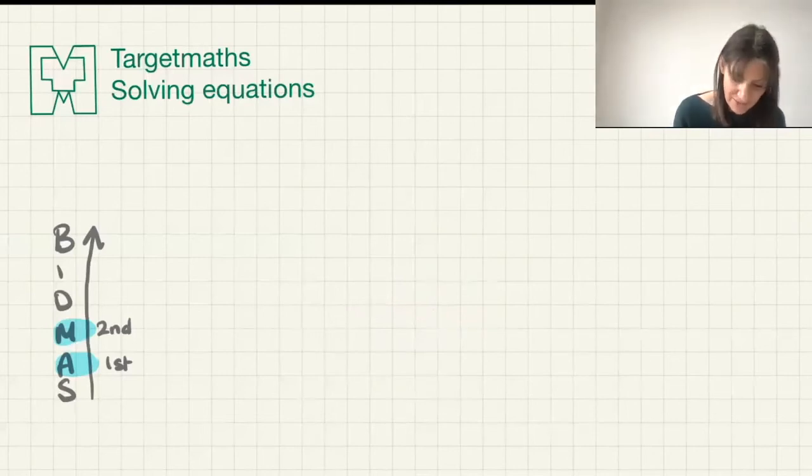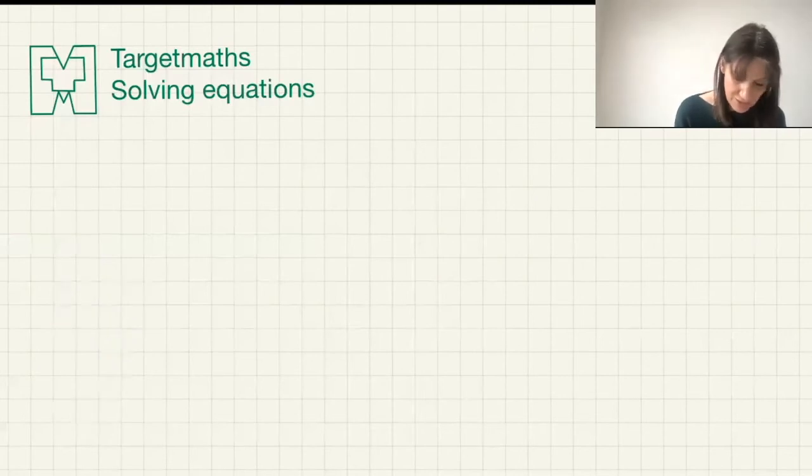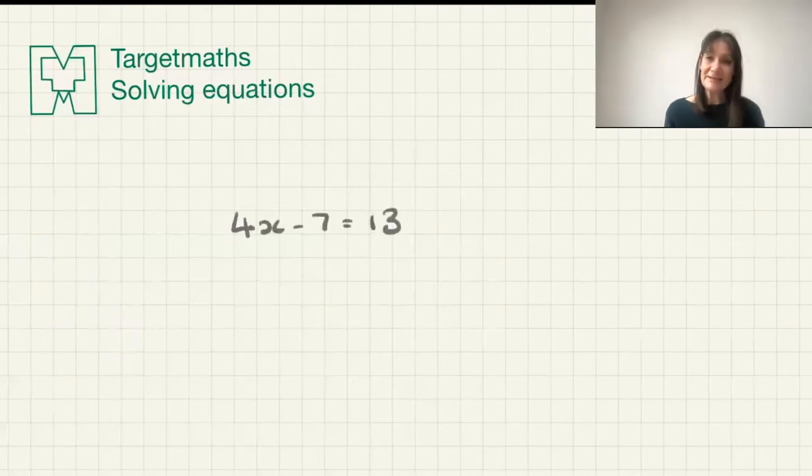All right, so here is our next question. I'm going to get rid of that now because I don't want that to be something that you worry about. So we've got 4x minus 7 equals 13. If you're brave enough, have a go. Literally press pause and see how far you get. If you kind of want one more talk through, then feel free to stay with me now.